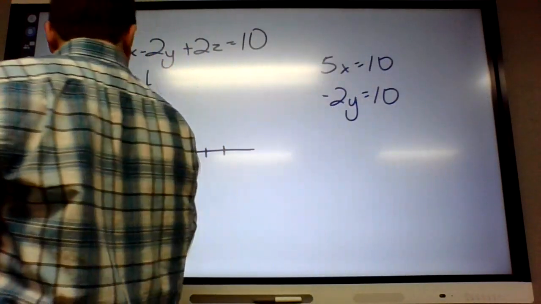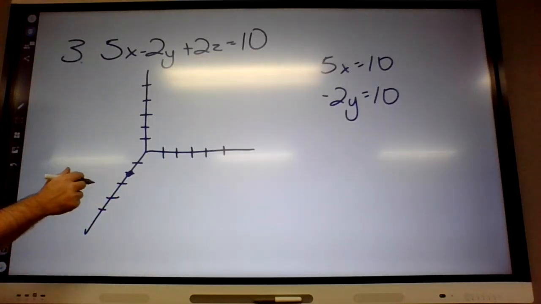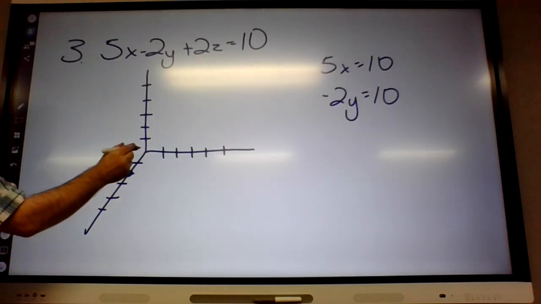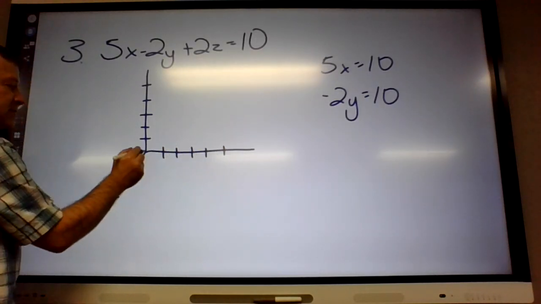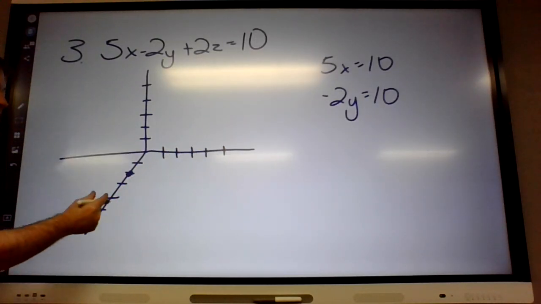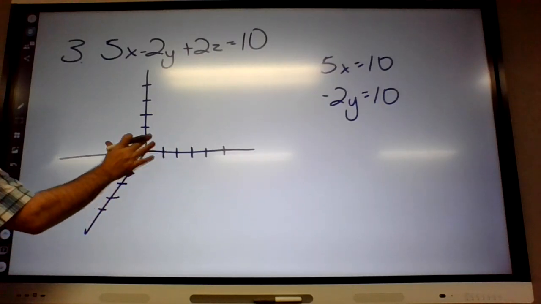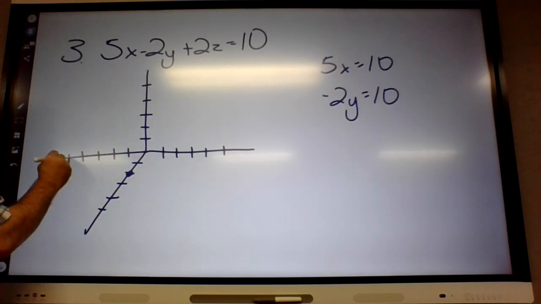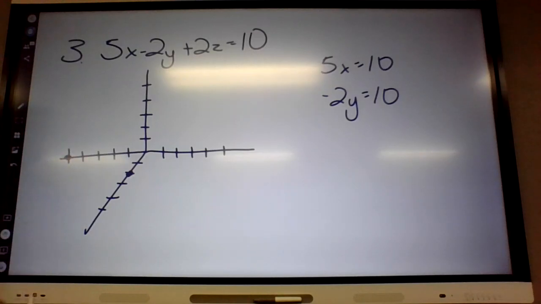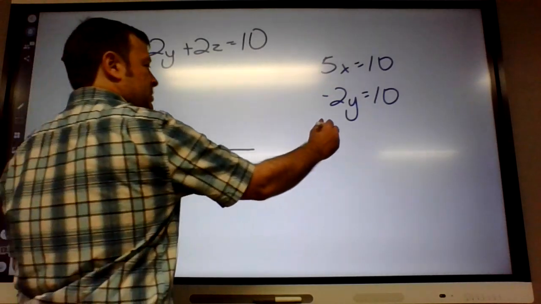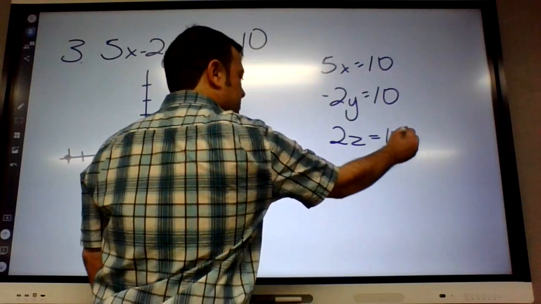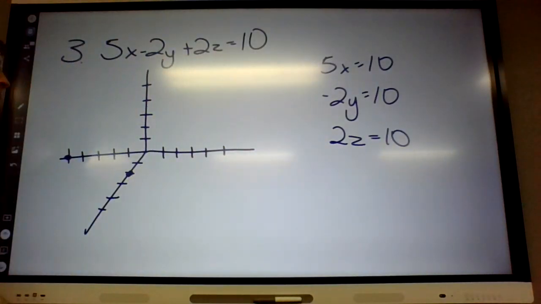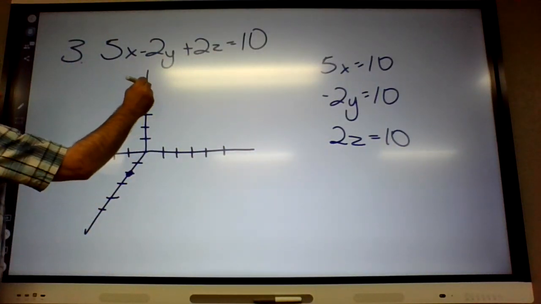Okay, which means I need a negative y-axis. So this is the positive y-axis, so the negative y-axis goes this way. This is like one room, this is like the next room over. So 1, 2, 3, 4, 5. And then the z value, 2z equals 10, so z is 5. There.